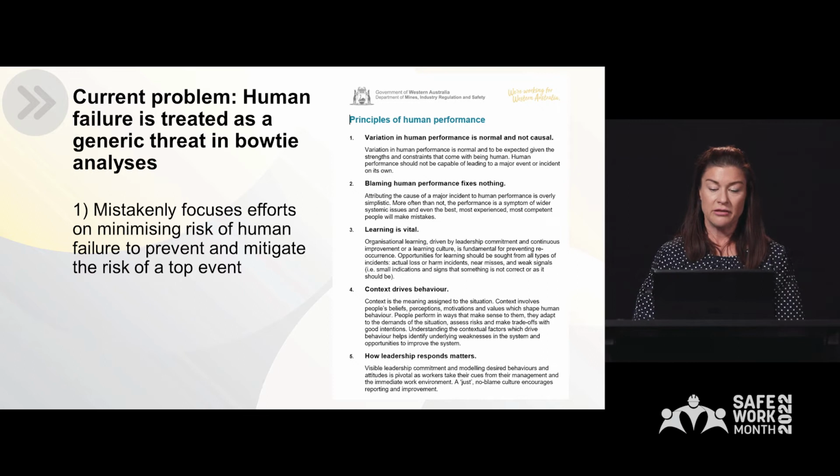And if we consider the 5 principles of human performance, then this is problematic for 3 reasons. Firstly, it mistakenly focuses efforts on minimising risk of human failure to prevent and mitigate the risk of a top event.